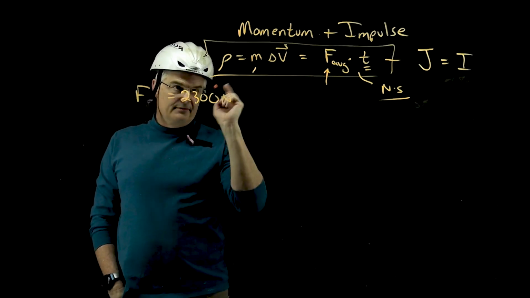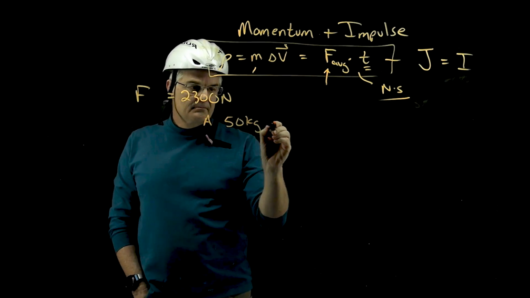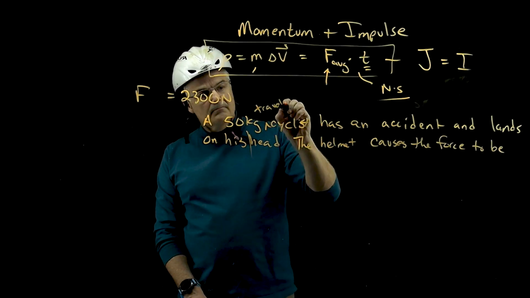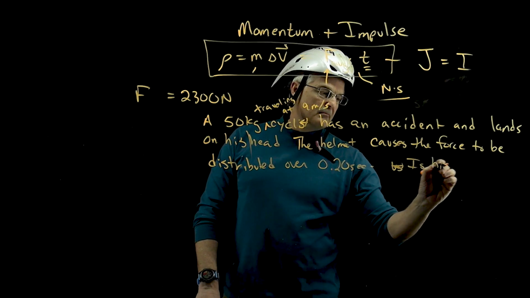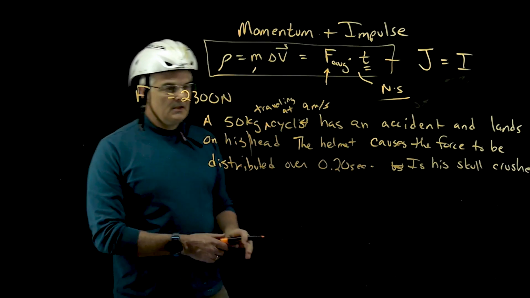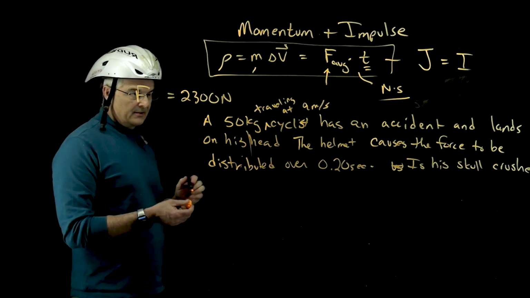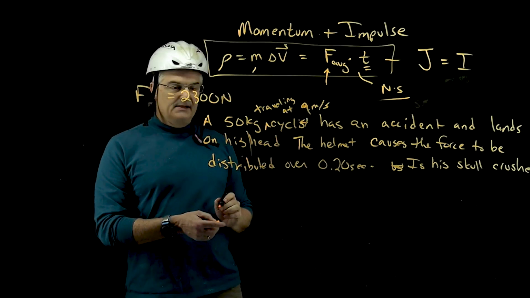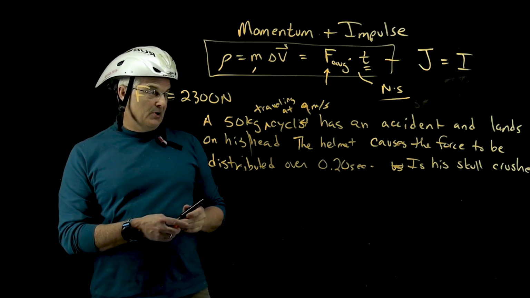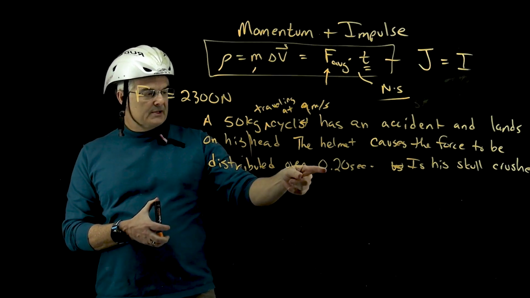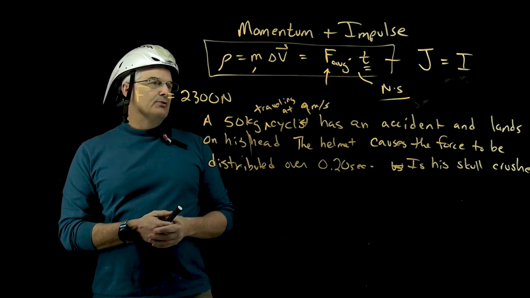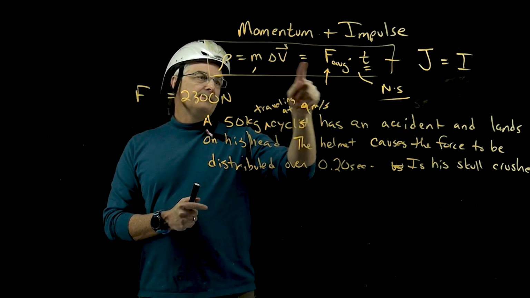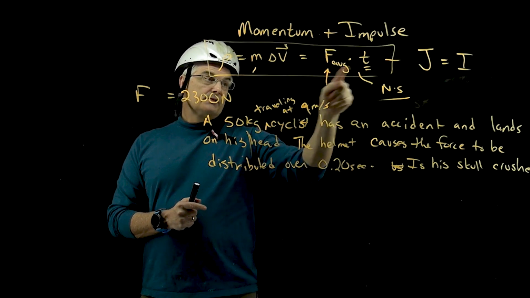I'll write it out here, and then you follow on. A 50-kilogram cyclist traveling at 9 meters per second has an accident and lands on his head. The helmet causes the force to be distributed over 0.2 seconds. Is his skull crushed? So if you think about this, we know the mass, we know the change in velocity, we don't know the force, and we know the time.